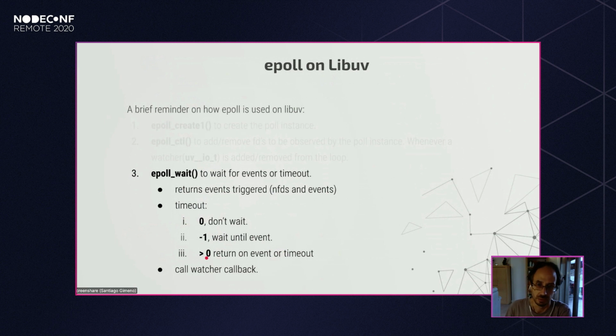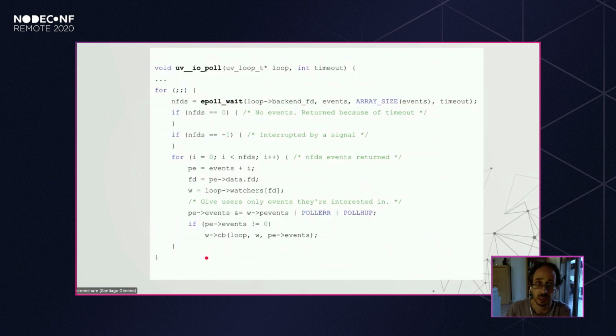And finally, if the timeout is greater than 0, it will return either on an event happening or if the timeout is due. It is used in the uv__io_poll method to return events from the provider. In case there are events, from the events we can extract the watcher and finally call the watcher callback with the events received.